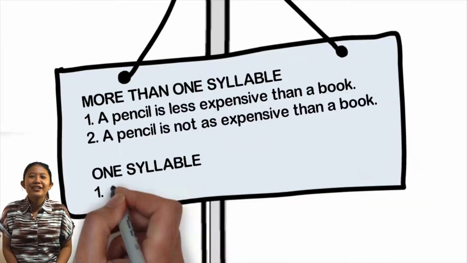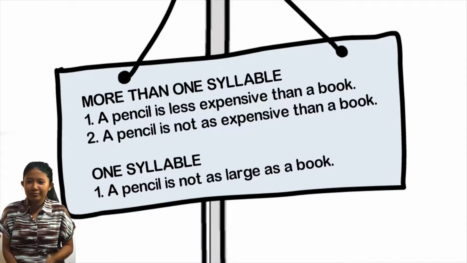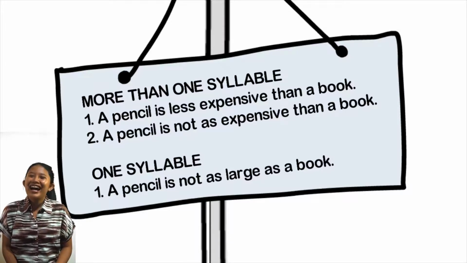The example, more than one syllable. Number 1, a pencil is less expensive than a book. Number 2, a pencil is not as expensive as a book. One syllable. Number 1, a pencil is not as large as a book.